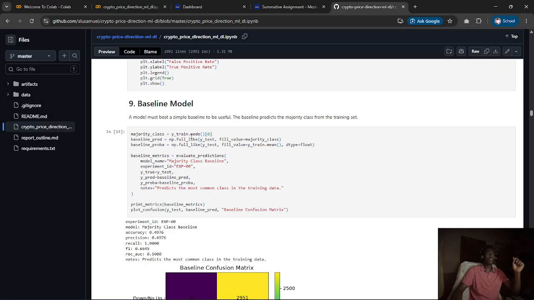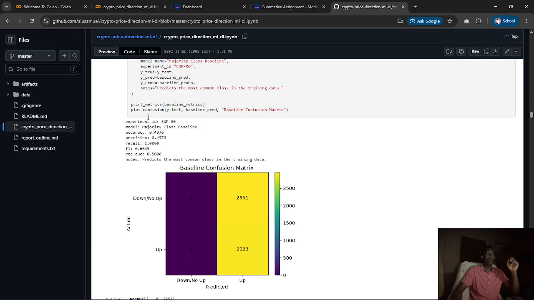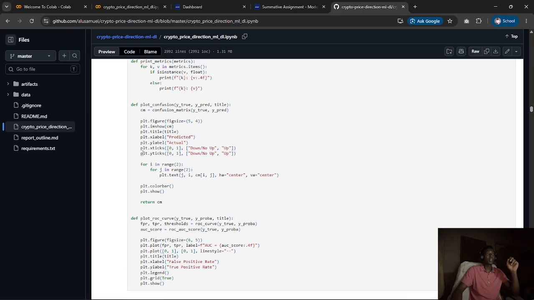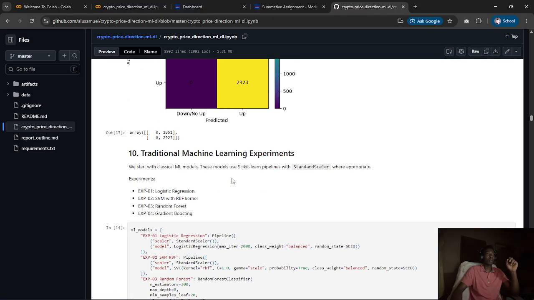The baseline must be a simple model. The baseline predicts the majority class from the training set, and it will give us all the listed things we had here on metrics. Of course, this will be the final result.